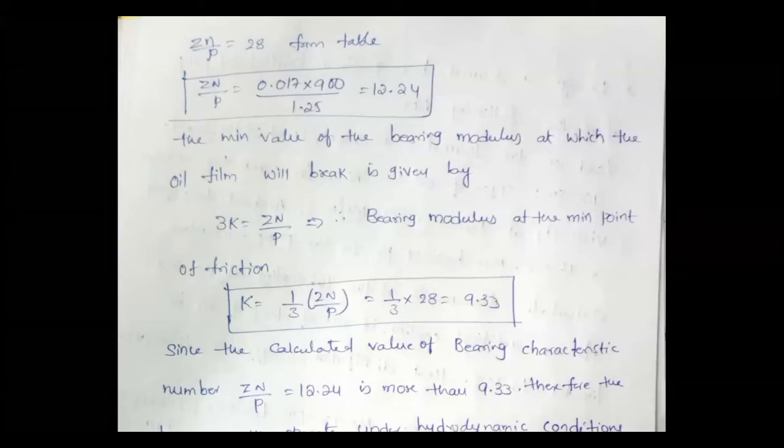Only one person has responded with 28. What about the remaining persons? Is the Zn by P value the same, 28, or nearer to 28? 28.